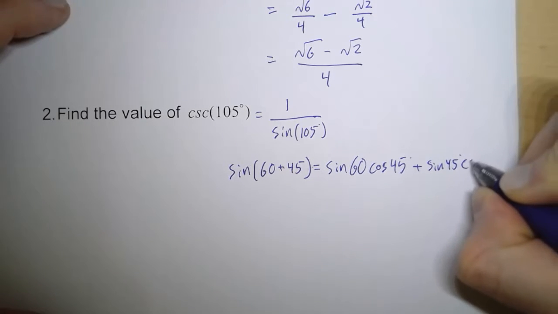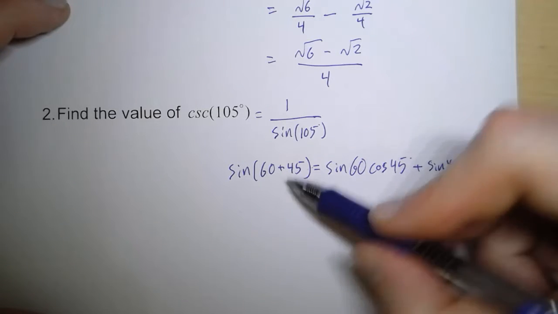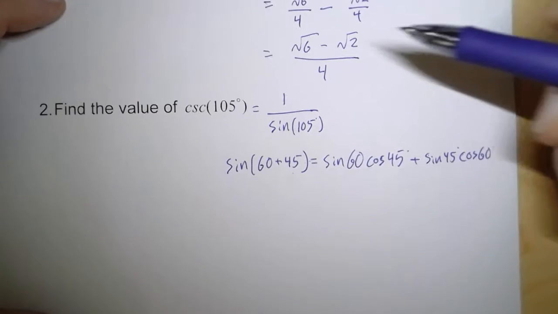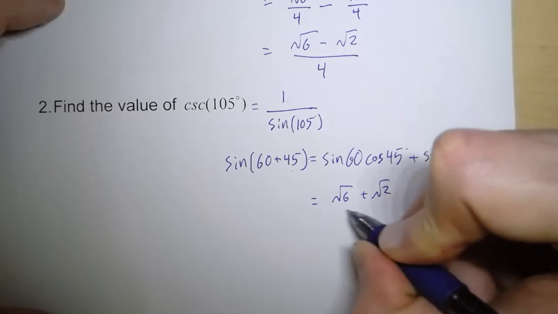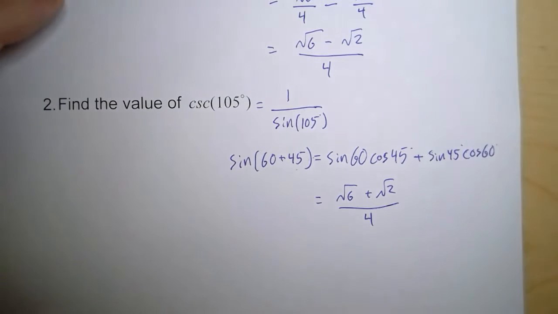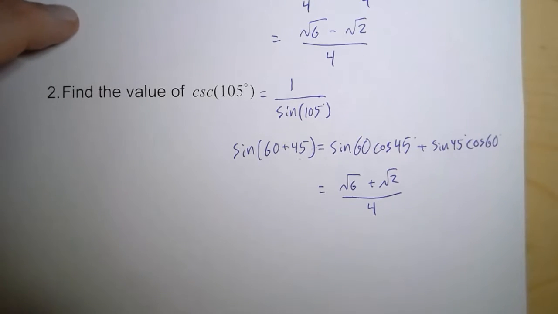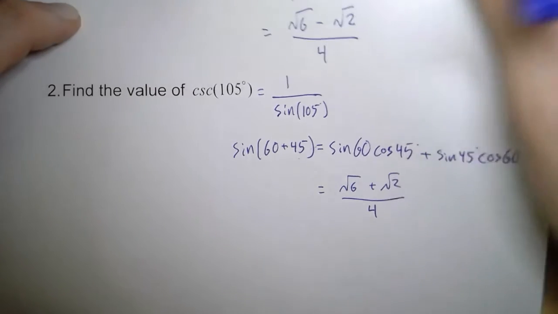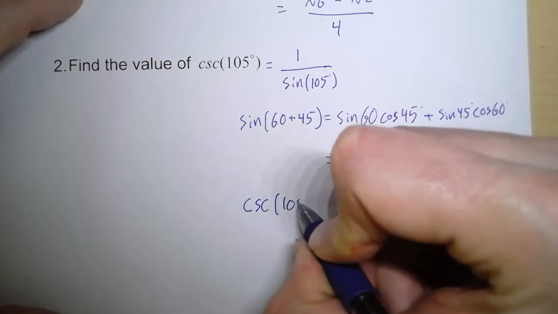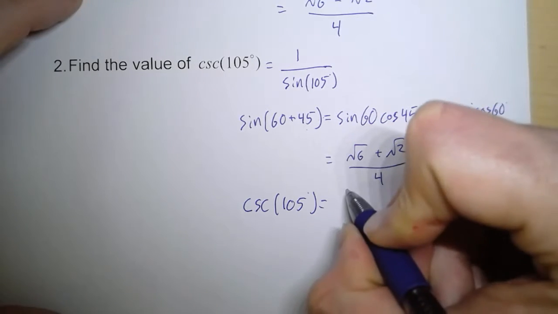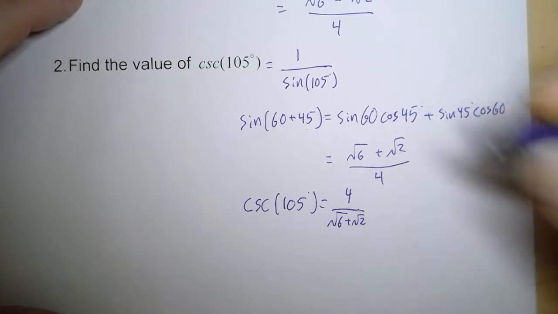If the only difference is that we're adding instead of subtracting, then we might as well just jump down to the answer and say, this is going to equal square root of 6 plus square root of 2 all over 4. But this is sine of 105. We want cosecant of 105. So cosecant of 105 equals 4 over square root of 6 plus square root of 2.